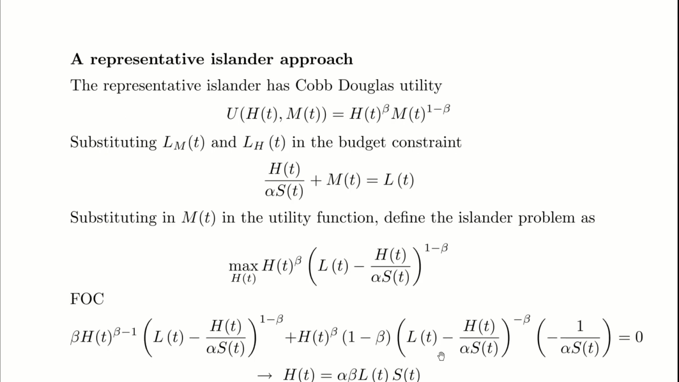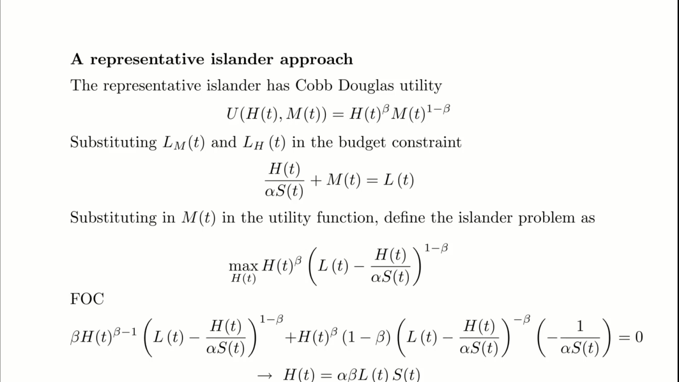We can use different approaches to model the optimal production choice of the islander. A simple approach that was not used in the paper but that is perfectly valid is to assume that we have a representative islander. His or her utility is in terms of the entire productive output of the island. It is a Cobb-Douglas utility function. U of H and M equals capital H to the beta times capital M to the 1 minus beta.